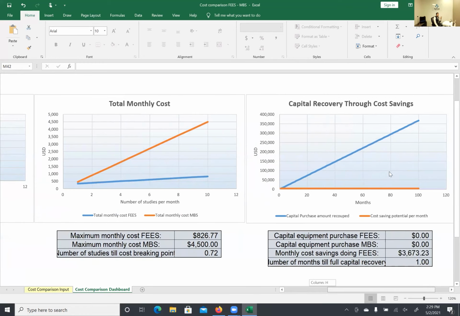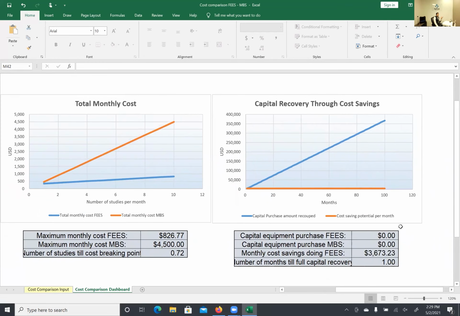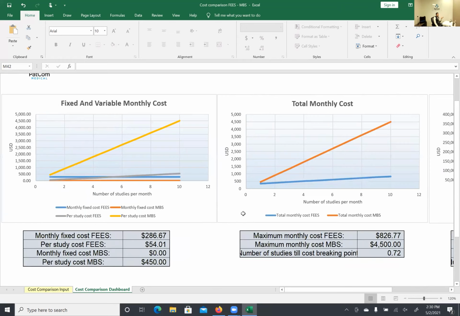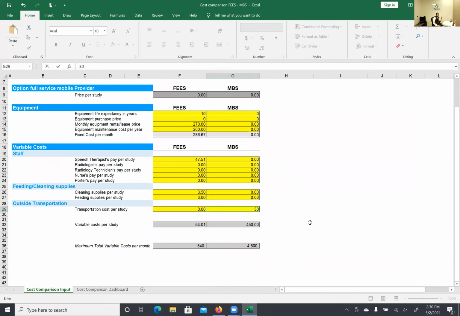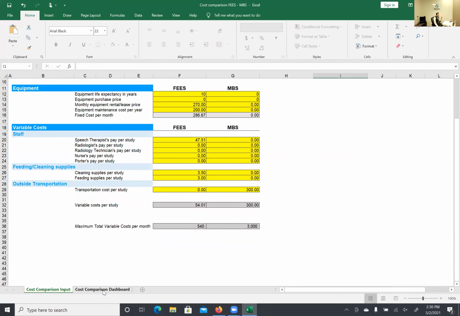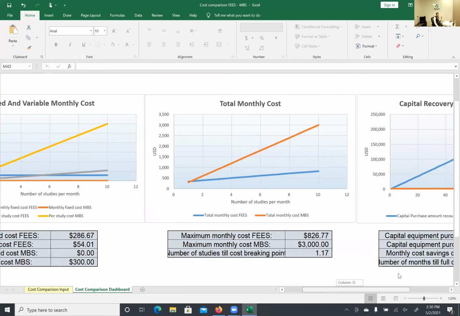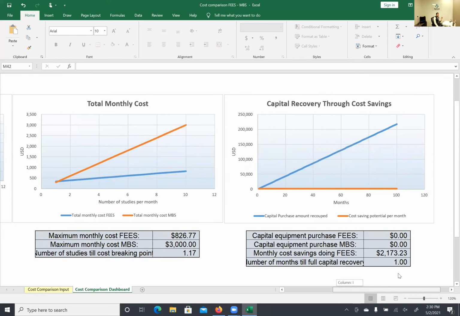Here, the capital recovery, again, we're not buying the equipment, right? So that's why basically you have a positive recovery of the monthly lease charge from month one. Now, what if transportation is not as expensive? As you go down in this, the numbers, of course, change a little bit. So when it's $300 for the transportation, here our total monthly cost shows that it will take you 2 studies per month to have cost savings doing fees versus sending a patient to a hospital for MBS.